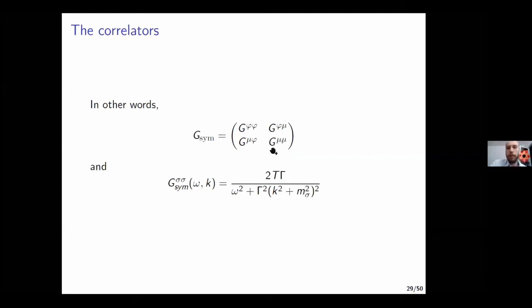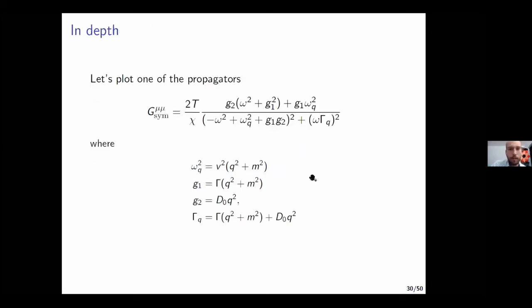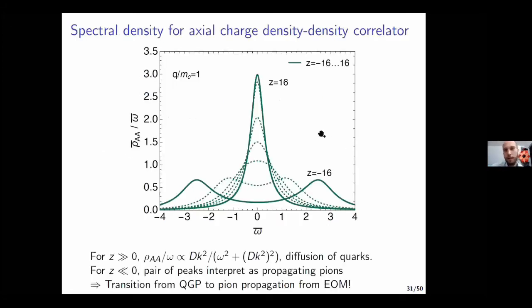Now we can take a closer look at one of these propagators. If we plot one of the propagators, this G mu mu sym, where we use the shorthand, just to get a feel of what's happening here, the plot looks like this. This is the spectral density for the axial charge density correlator. But basically it's the expression I showed previously. It's just the correlator.